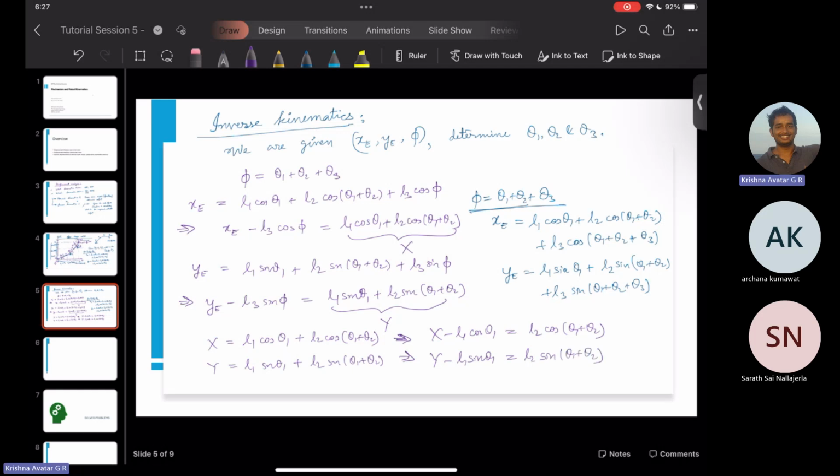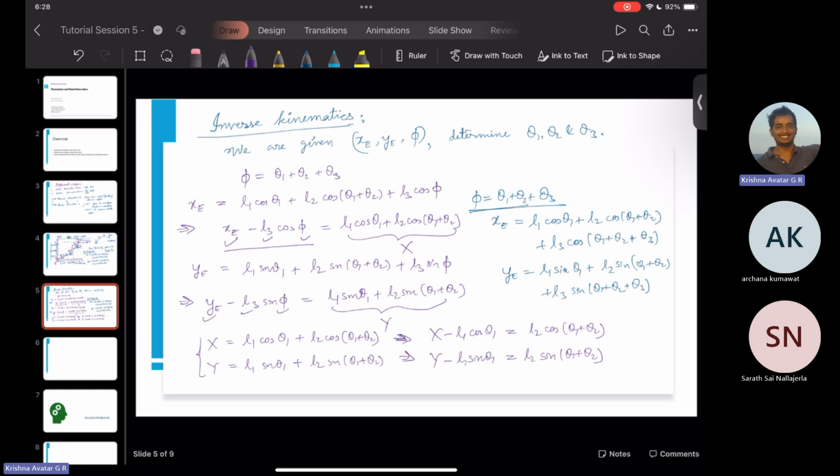Right? And what we clearly see is that here XE is known, L3 is obviously known, and phi is also known. Because of which we have some definite value which is known on the left hand side and which is equated to X. So it means that X is known, right? Likewise, in this case, YE is known, L3 is known, and phi is known, because of which capital Y is also known. And then we are able to write this expression here and have X minus L1 cosine theta 1 is equal to this.